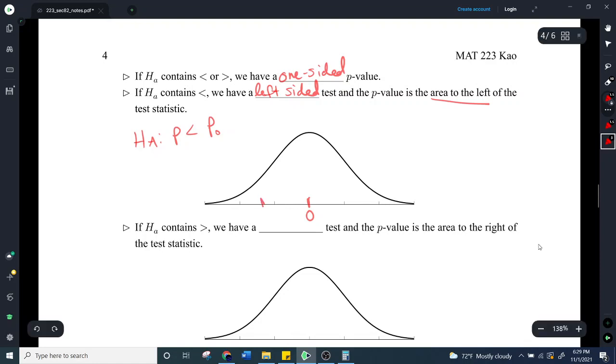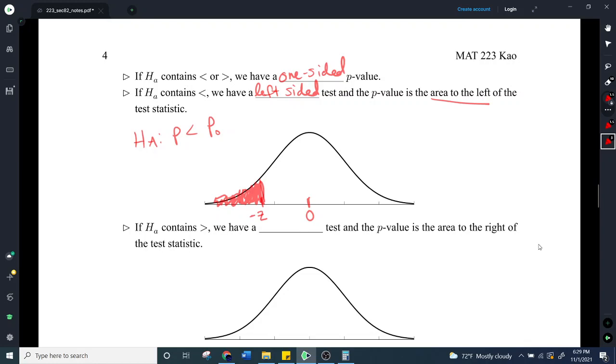But let's say I've got a test statistic on this side. It would be negative if I'm over here. The tail that I'm looking at, the p-value, would be the area of this tail right here. I could also have something over here, and it would be a really large p-value. But the point is, you're shading to the left.